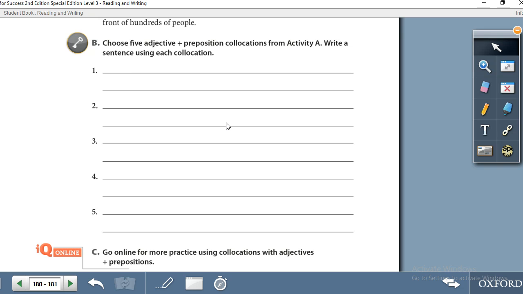So we are going to write 5 sentences using the adjective plus preposition collocations. Remember, you can write any sentence. It doesn't have to be a specific sentence, as long as you are using this particular formula, adjective plus preposition collocation, in that sentence. And then let me show you.